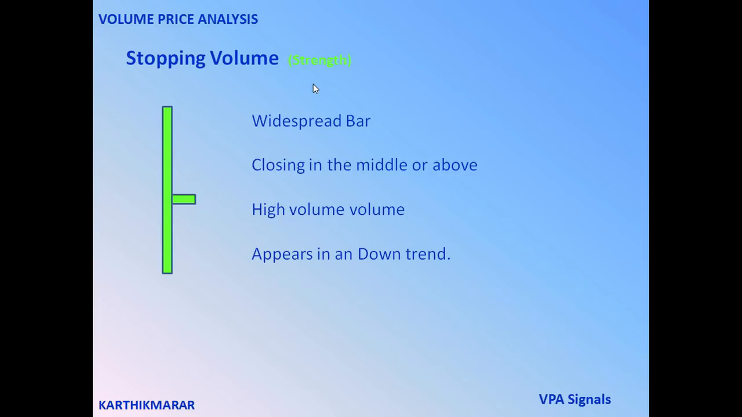Otherwise, if nobody is interested, it should be closing down near the lows. Closing in the middle, or even at the high, is an indication that there is absorption going on. Of course, the ideal stopping volume should close on the upper side or near the top, but you will find most of the time it is closing in the middle. So let's look at some examples.